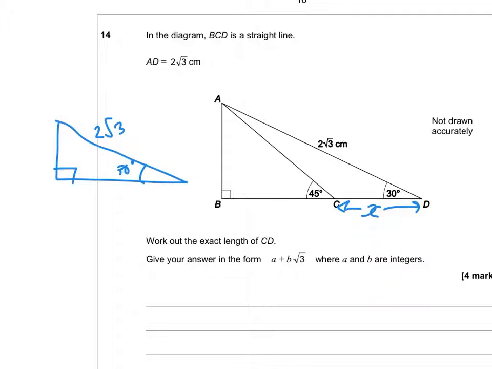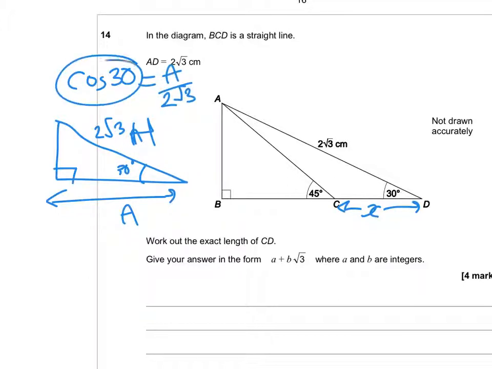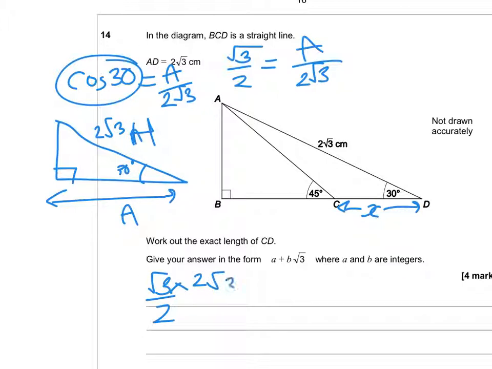Okay, now we can use a number of different things. This length here is going to help us out. And so we are going to use cos, because we've got the adjacent, no, sorry, we've got the hypotenuse and the adjacent. And we know cos of 30 equals the adjacent over 2/3. Cos of 30, we should know, is √3/2. So √3/2 equals a divided by 2/3, times both sides by 2/3. So I've got √3/2 times 2/3 equals my adjacent, which is √3. So my length BD is √3.